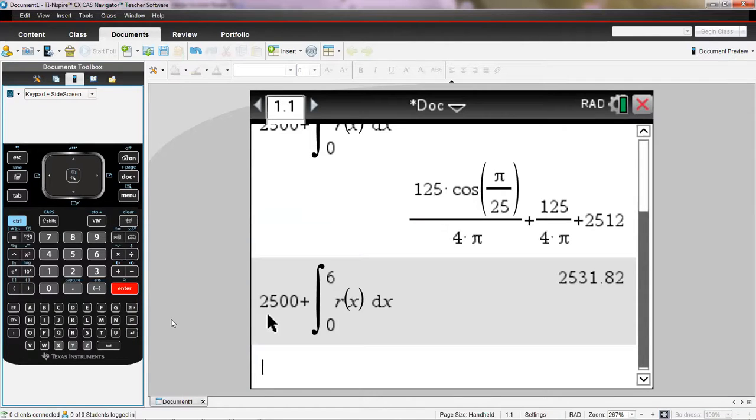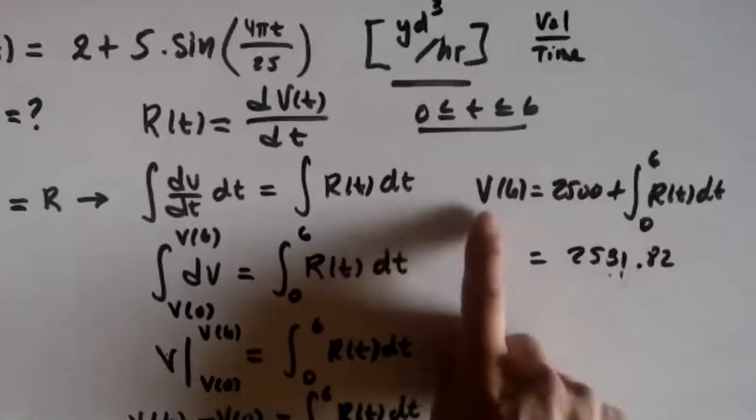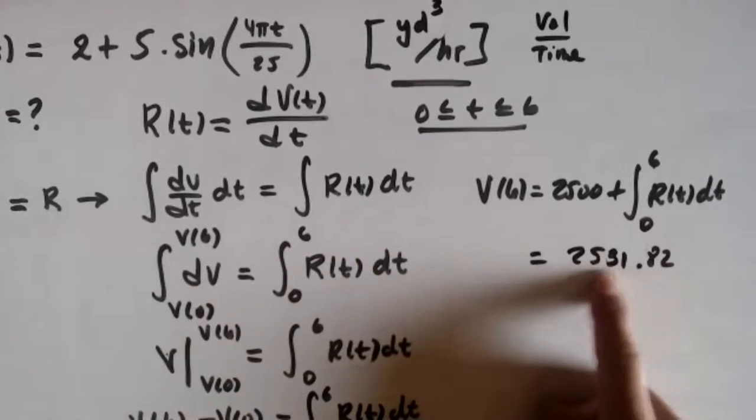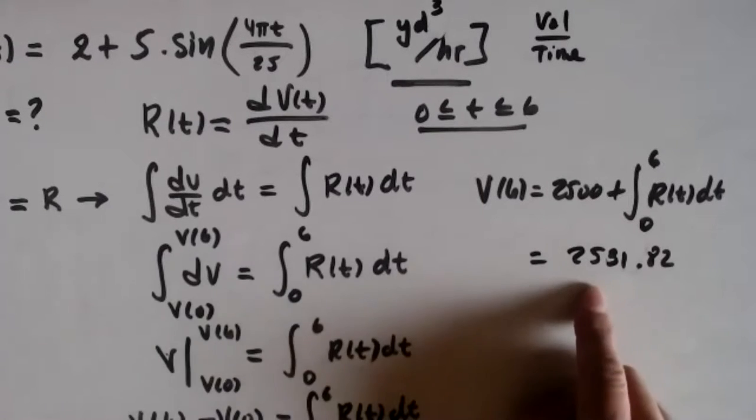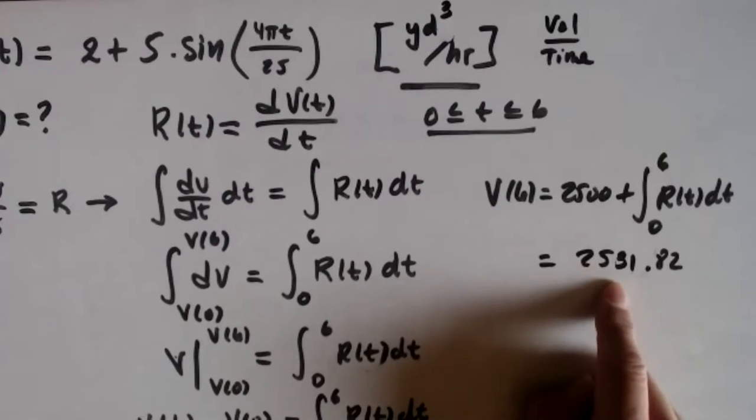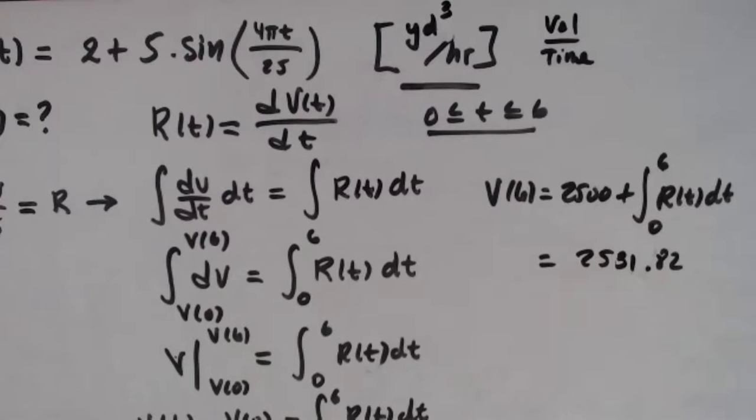So, let me just check the paper. So the sand at V of 6 is 2531.82, correct? So this is the amount of sand that is going to be removed from this part. This is the volume of sand here.